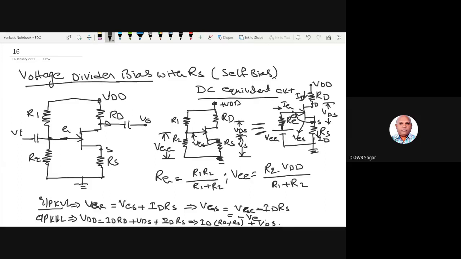So this is the analysis part we have to consider, right? For a voltage divider bias.